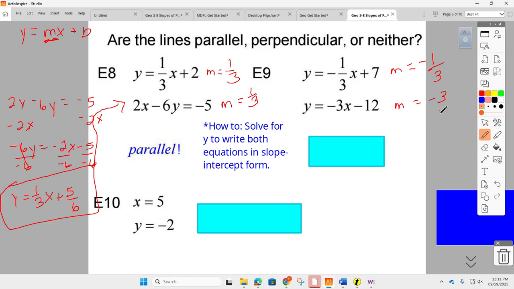So the question is, now that we have both slopes, we need to compare them. Are they the same? So they're not parallel. Are they opposite reciprocals? They have to be opposite signs. We don't even have to worry about the reciprocal at this point because both of these are negative. Right? They're not the same, and they don't have opposite signs. So now we know they are neither parallel nor perpendicular.